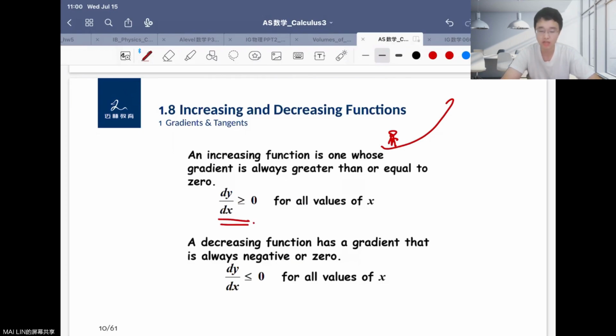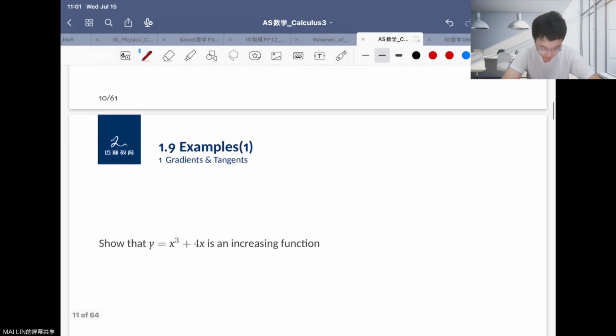And what does a decreasing function mean? You can consider that dy/dx is smaller than or equal to zero. That means a decreasing function. If all parts of the function have differentiation bigger than or equal to zero, that means it is always increasing. But sometimes some parts of the function have differentiation bigger than or equal to zero, and some parts smaller than or equal to zero. So we can say it is increasing for one part and decreasing for another part.